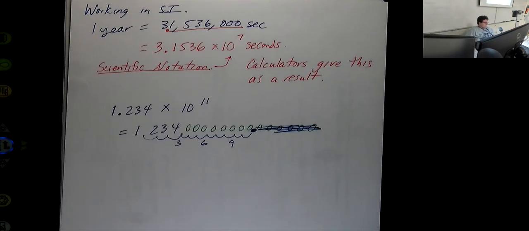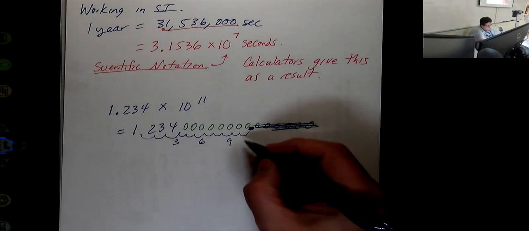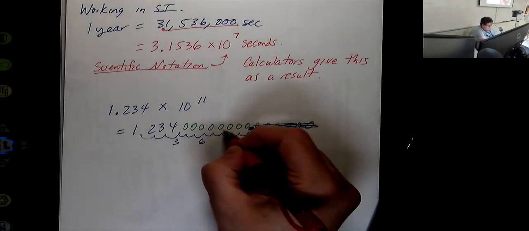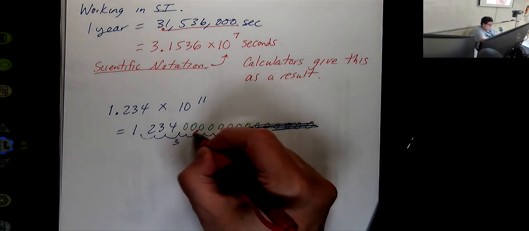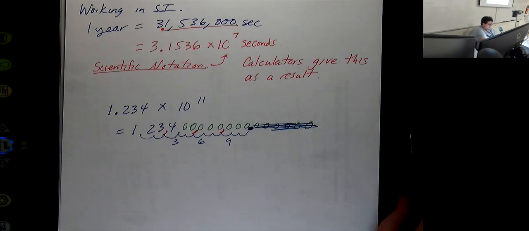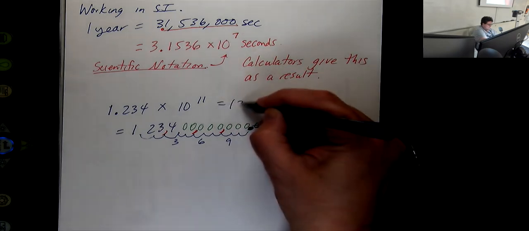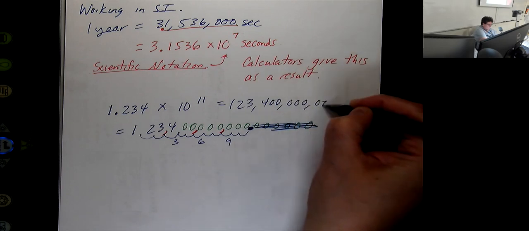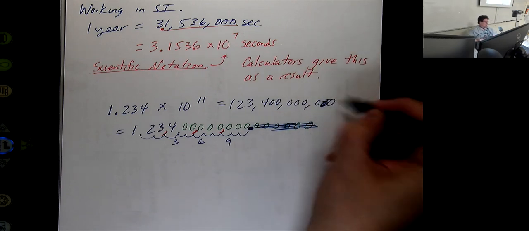Now, if I want to write that like a normal person, because that's unreadable to me still, because I don't have any commas, I will start putting commas in, starting at the right and working left, every 3. So this ends up being 123,400,000,000 of whatever it was.